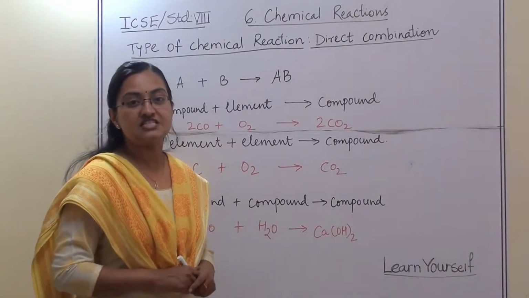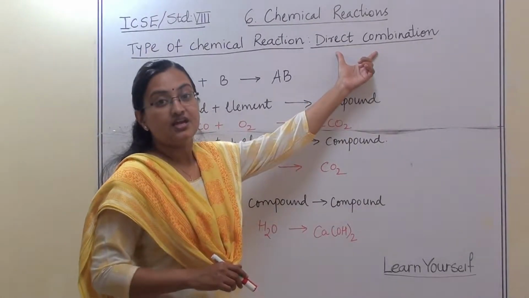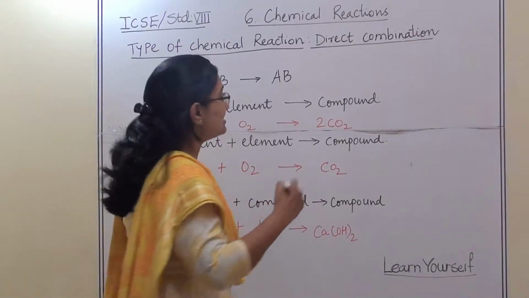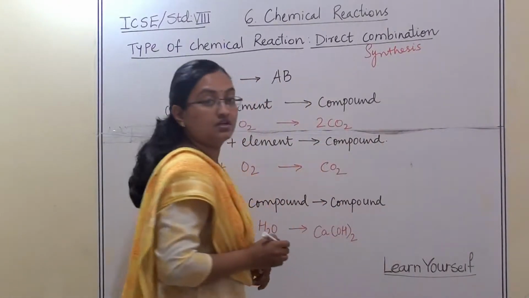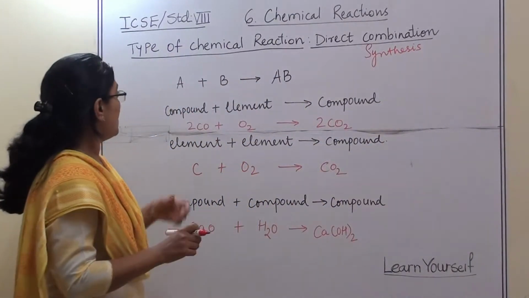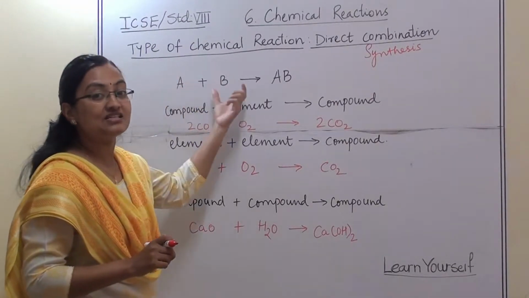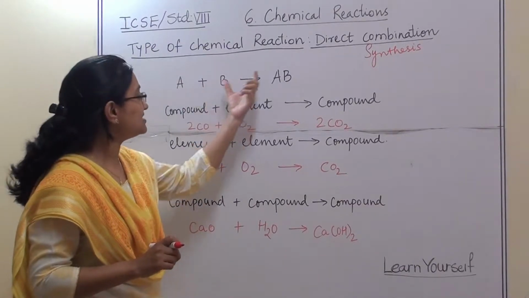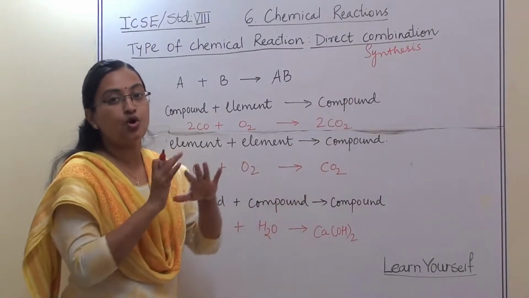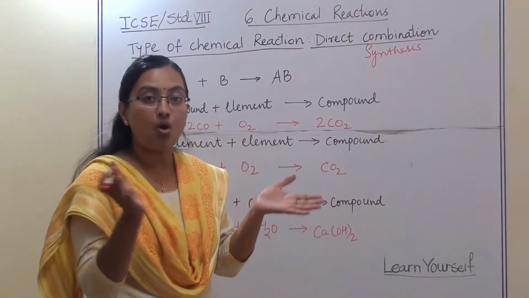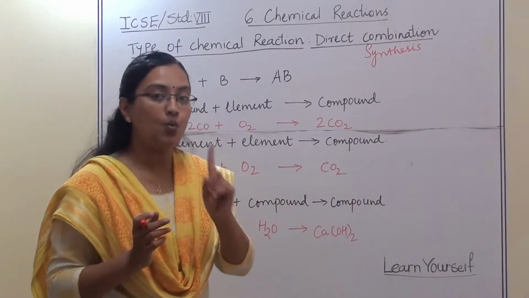Let us learn the first type of chemical reaction, that is direct combination reaction. This is also known as synthesis reaction. As the name suggests, when one compound or element is reacting with another compound or element and they are getting one compound, it is known as combination. All the reactants we are taking will react together and form only one compound.